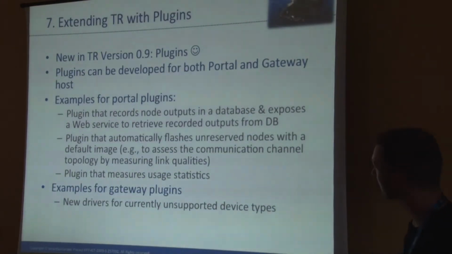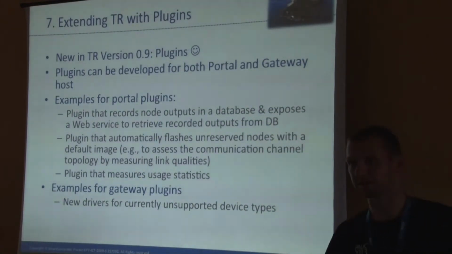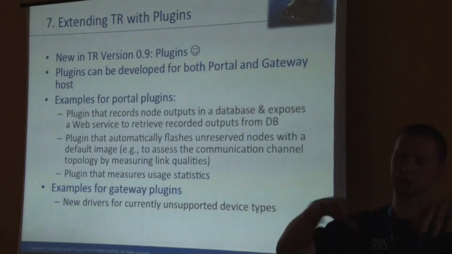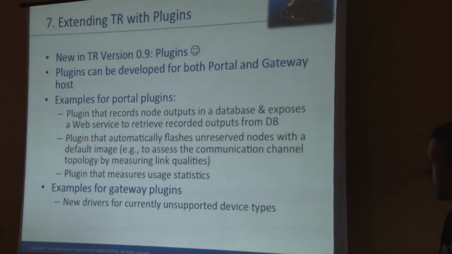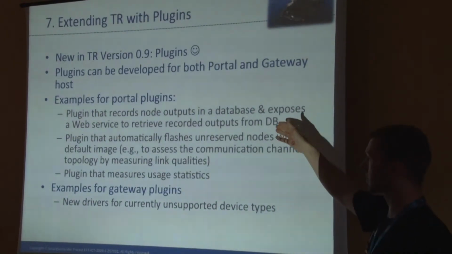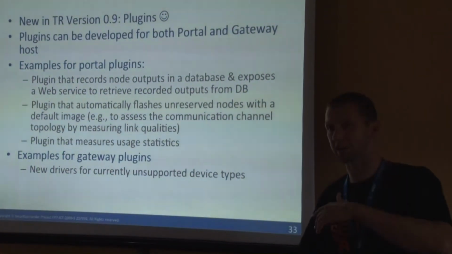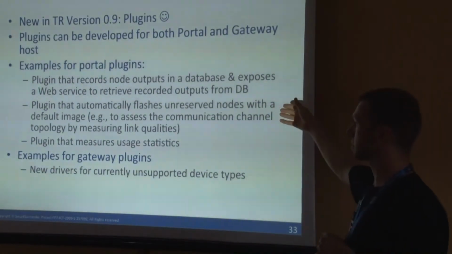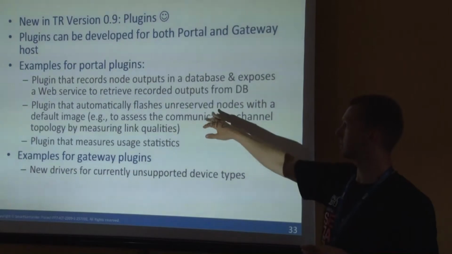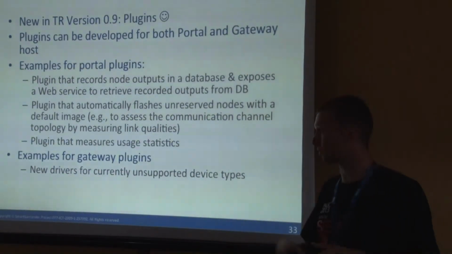So what I did now for the new version is to specify a plugin API, which is basically giving plugins access to all the internal and external services that run inside the process, and it's pretty easy to implement them. For example, one plugin might record the node outputs, store them in a database, and expose an additional web service for users to download all the recordings afterwards. Another plugin, which is already implemented, automatically flashes unreserved nodes with a specified default image.